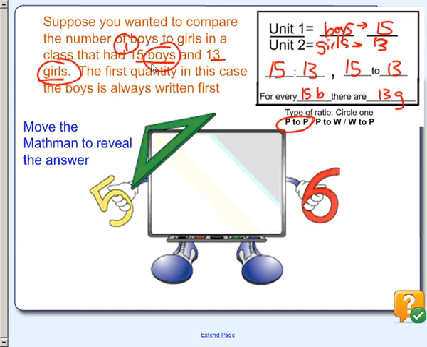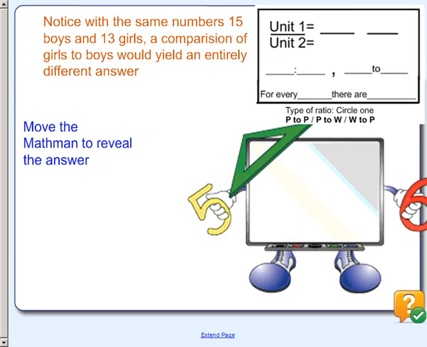If I were comparing the boys to the whole class, that would be part to whole, because part of the class is compared to the whole class. We'll have some examples like that later on. All right, here's another problem.